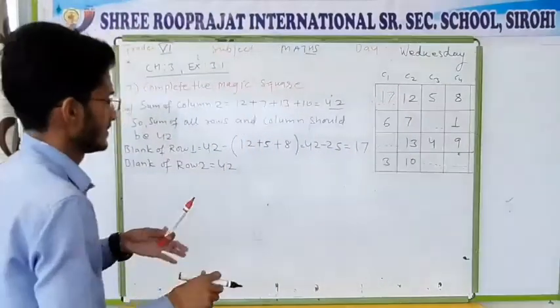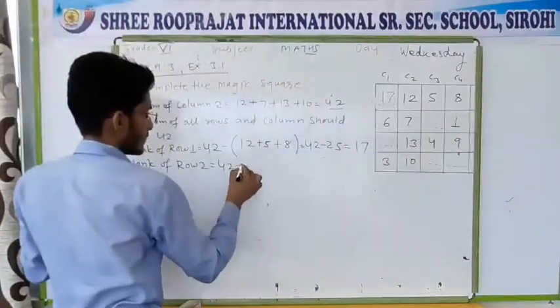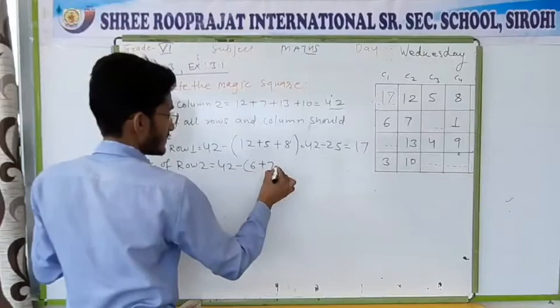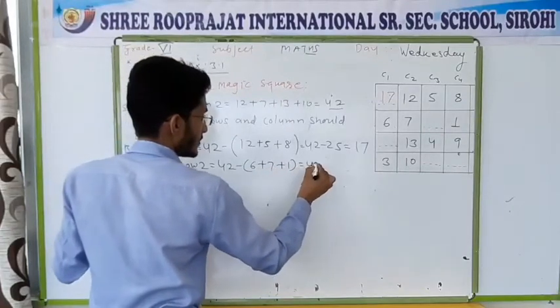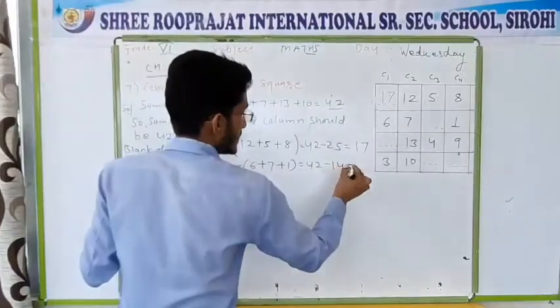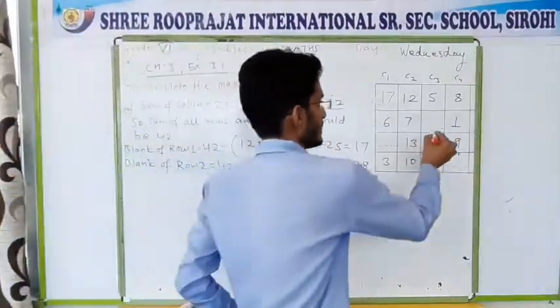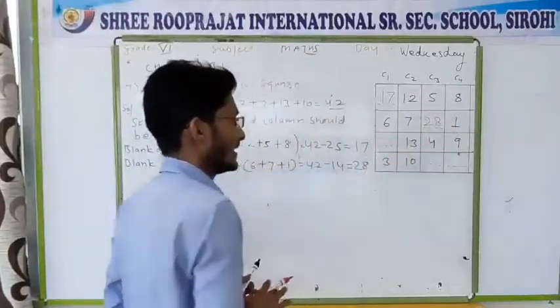Next one, 42 minus 6, 7 and 1. 42 minus 6 plus 7 plus 1. That means 42 minus 6 plus 7, 13, 13 plus 1, 14. If we subtract, you will get 28. That means in place of here, it is 28.